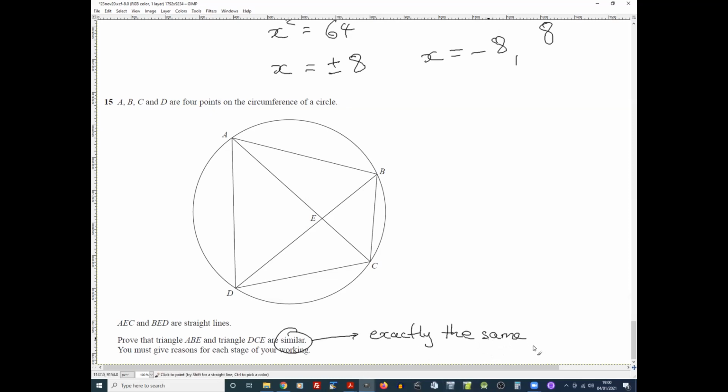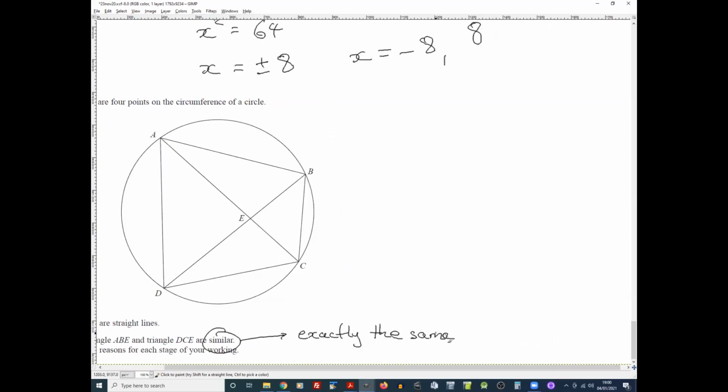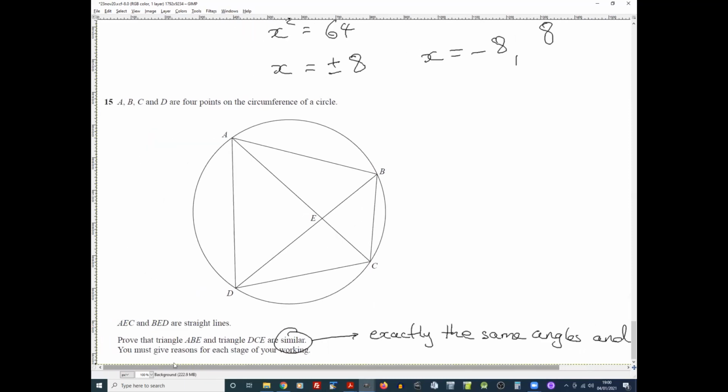If they've got exactly the same angles and also ratios. The short way of saying that, although let's put angles as well, because that's a good point. Exactly the same angles, and ratios. So there'll be all sorts of ways of matching the ratios. Let's see how they might match.